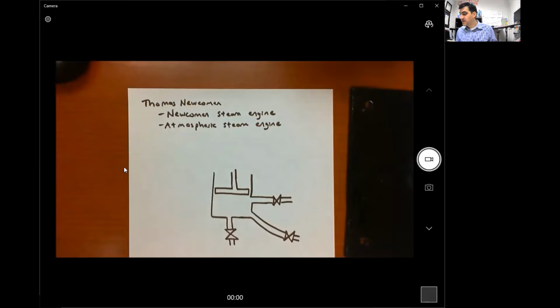And he helped design this so that it could be used to pump water out of mines in England. Because, of course, usually when you mine, you're digging down underground. And as you dig down underground, that's where the water table is. And so mines have a big problem sometimes, depending on where they're located, with water coming into and flooding the mine. So a lot of times steam engines in the early days were used specifically for pumping water out of mines.